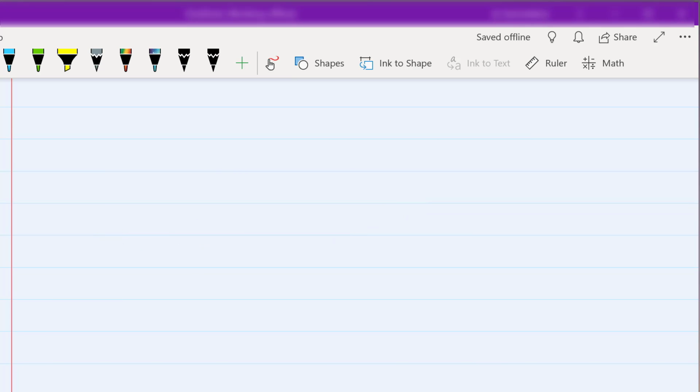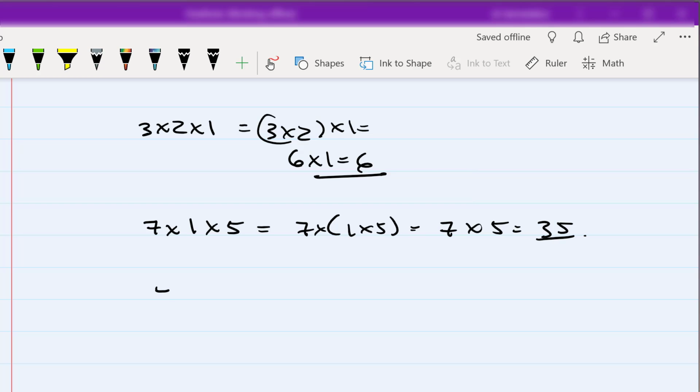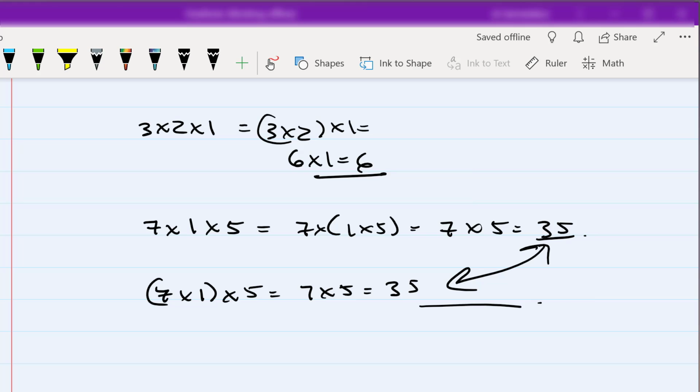What about for the associative property for multiplication? If I have 3 times 2 times 1, I can say 3 times 2 multiplied by 1, which is just 6 times 1, which is 6. Or I can say 7 times 1 times 5 is the same as 7 times 1 times 5, which is the same as 7 times 5, which is just 35. Or I can have 7 times 1 times 5, which is 7 times 5, which is 35. Both will give you the same answer.